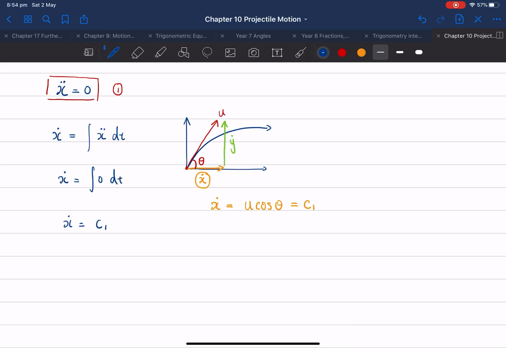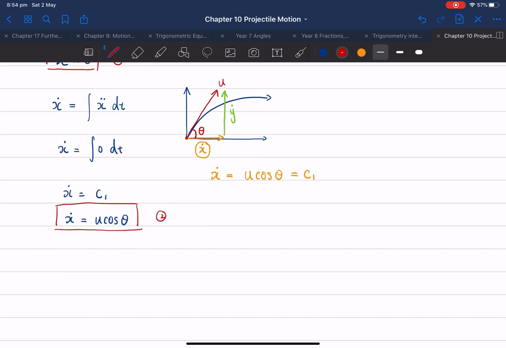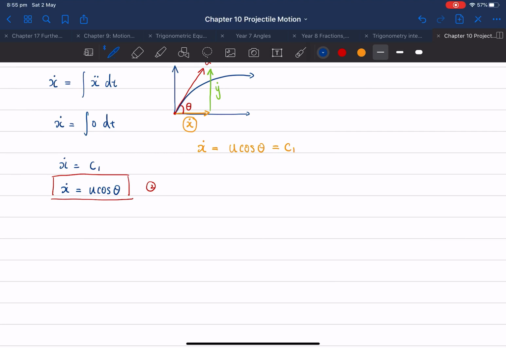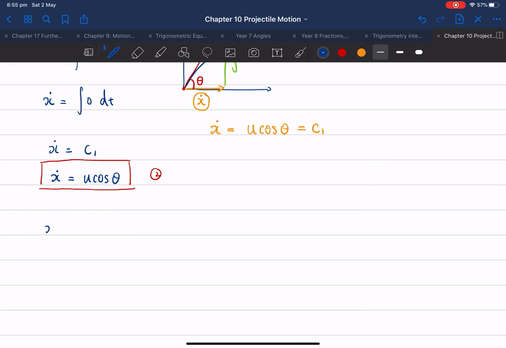So now from here we can further derive the formula. So x dot is u cos theta. That's equation number 2. Now, equation number 3 is the horizontal displacement x. So how do we find the horizontal displacement? Well, we need to integrate again.